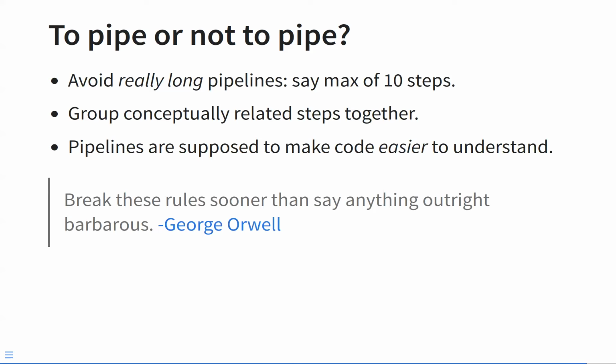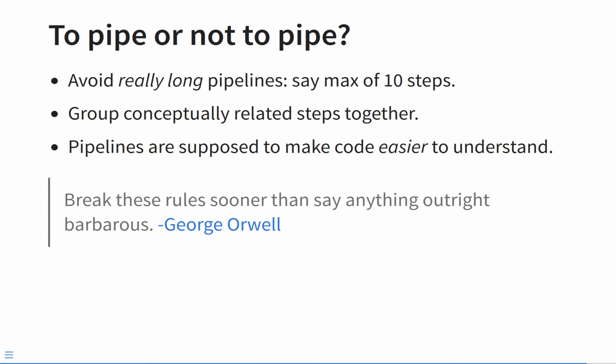It is possible to go a little bit too crazy with the pipe, though. So as a general guideline, it's best to avoid really, really long pipelines. As a rule of thumb, maybe a maximum of 10 steps is a good place to cut things off. And ideally, you want to group conceptually related steps together. Because again, the point of the pipe is to make code easier to understand for human beings.